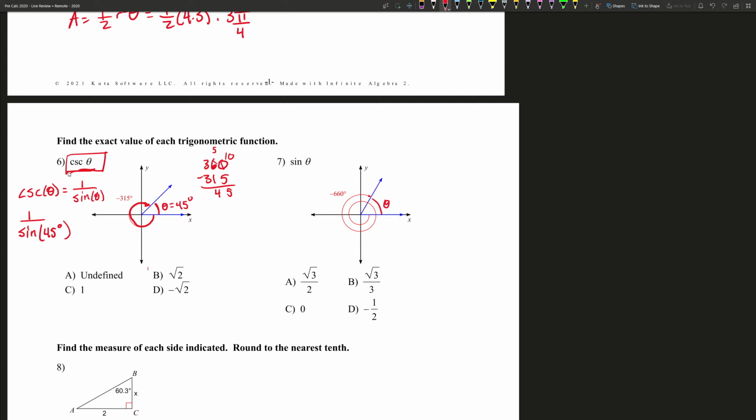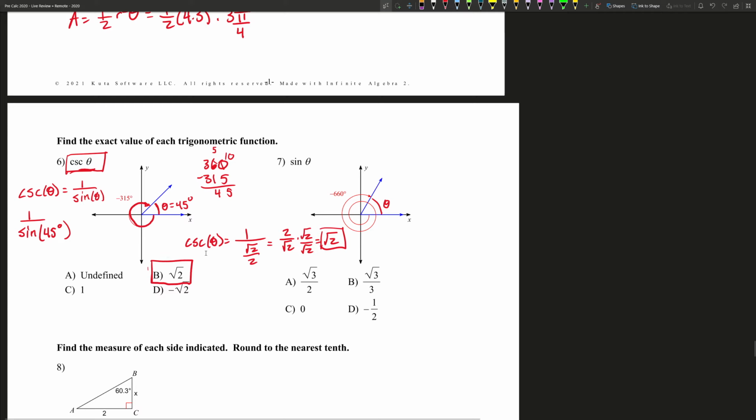What you should know, though, is that sine of 45, if you go to your unit circle, gives you the y-coordinate at 45 degrees, which is rad 2 over 2. So cosecant of theta is going to be 1 over rad 2 over 2. And then we need to rationalize that. So that's really equal to 2 over rad 2 multiplied by rad 2 over 2. So we get 2 rad 2 over 2, so we just get rad 2. So our answer is B.